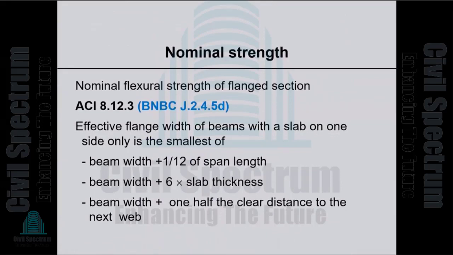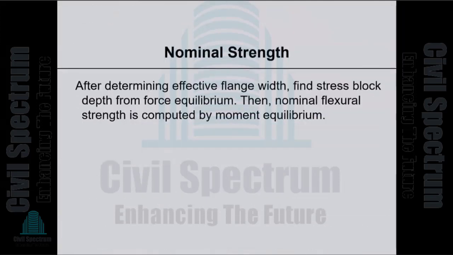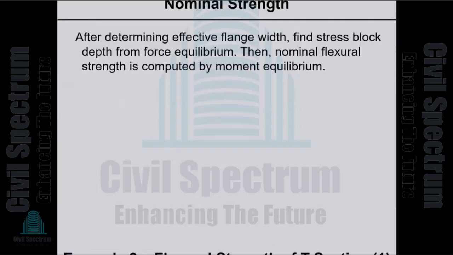If you have a flange on one side only, an L beam rather than a T beam, then the effective width is beam width plus 1/12 of the span length. We go from 1/4 to 1/12. Beam width plus 6 times slab thickness. You remember it was 8 times slab thickness on either side. We go to 6 times. And then beam width plus 1/2 the clear distance to the next web. That is no different from when you have flange on two sides. After determining effective flange width, find stress block depth from force equilibrium, then nominal flexural strength is computed by moment equilibrium. That part is no different.